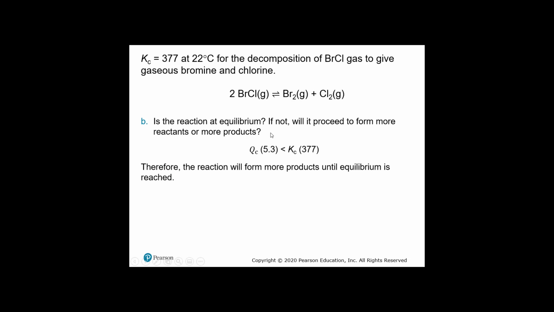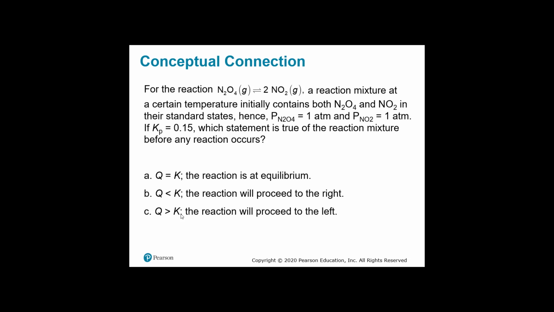And you can see that this is far smaller than the equilibrium constant. So this reaction has a long way to go still. It hasn't quite gotten up to equilibrium, so it's going to go towards the products. This reaction is still going towards the products to lift this value up to get it close to 377. All right, did I pass this?